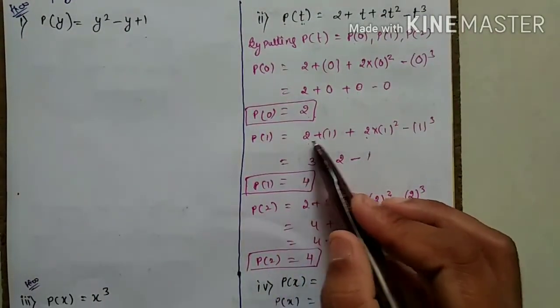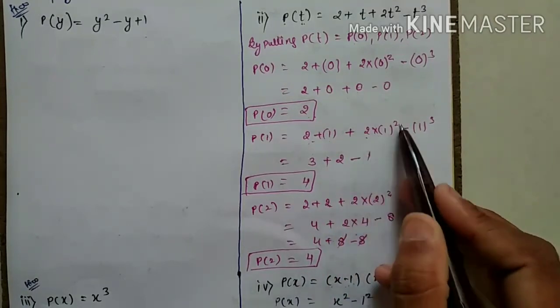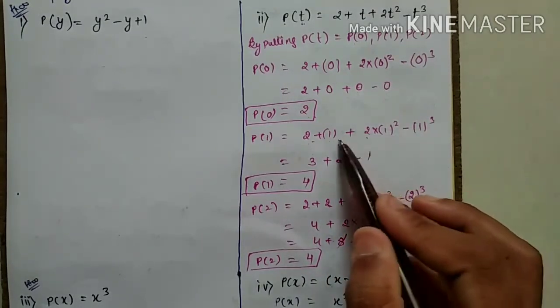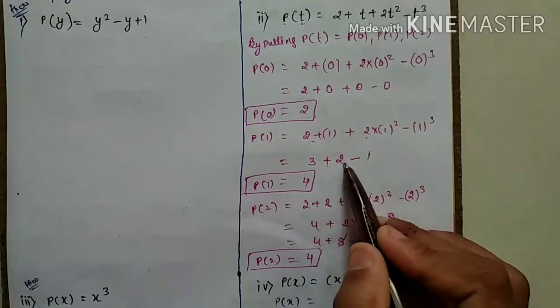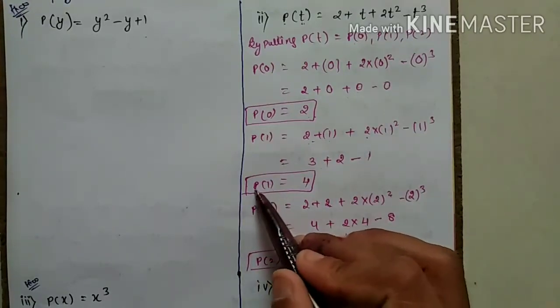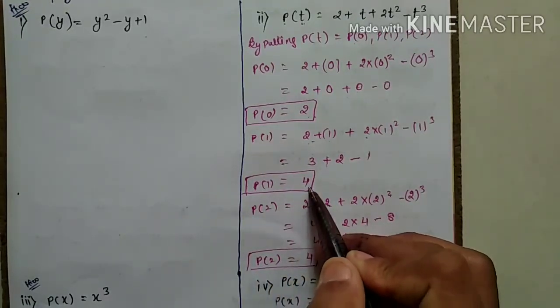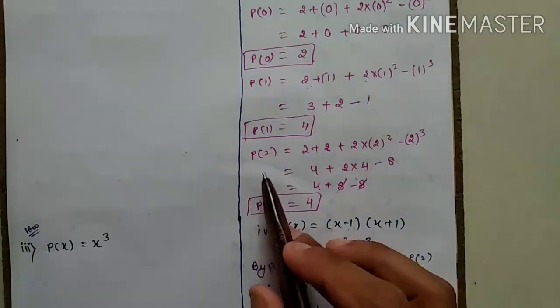After that, next I have to put p of 1. I put 1. So 2 plus 1 plus 2 into 1 square minus 1 cube. On the place of t I have put these values. So 3 plus 2 minus 1. So what am I getting? p of 1 equals 4.